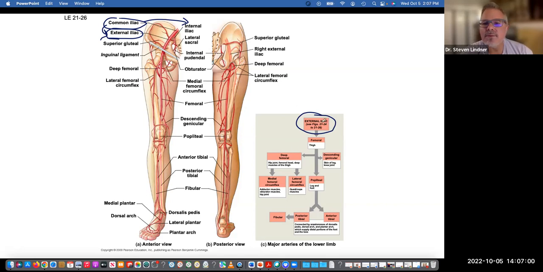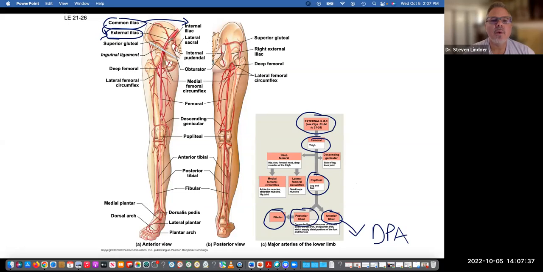So the ones that we're going to focus on from the external iliac, then the femoral, from the femoral to the popliteal, and from the popliteal, there's going to be an anterior tibial and a posterior tibial, and from that posterior tibial will be the fibular artery, and from the anterior tibial, we will look at the dorsal pedal artery.